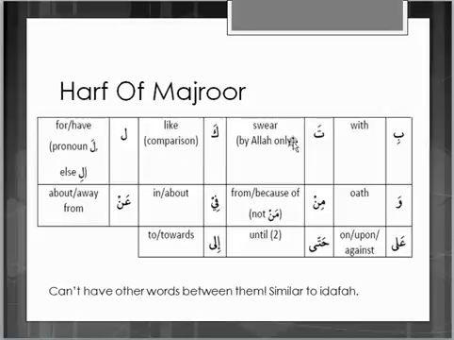Now this is very important. The harf of majroor. There are more, but these are the ones that show up in the Quran. Bi, with. Ta, swear. This is something that you'll find very rarely, but it is available. Ka, like. La comes in 2 forms. Wa is an oath. You have heard this. Wal asri. That's wa. Min, from, because.